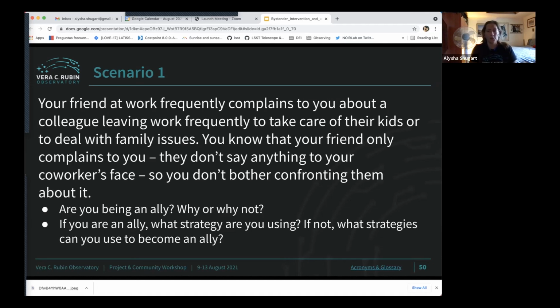I just want to ask these 3 scenarios if we get to them. So you have a friend at work that frequently complains to you about a colleague leaving work to take care of their kids or to deal with family issues. You know that your friend only complains to you. They don't say anything to your coworker's face, so you don't bother confronting them about it. Are you being an ally? Why or why not? If you are not being an ally, what strategies can you use to become an ally?